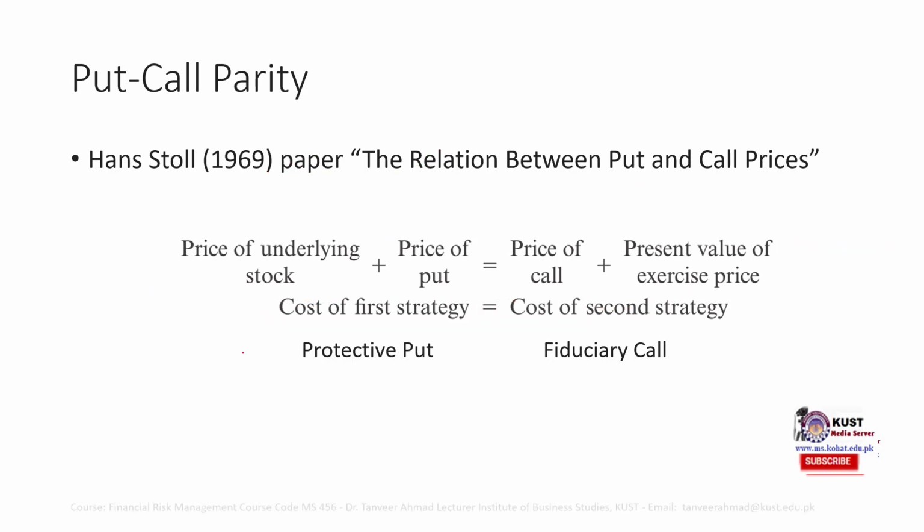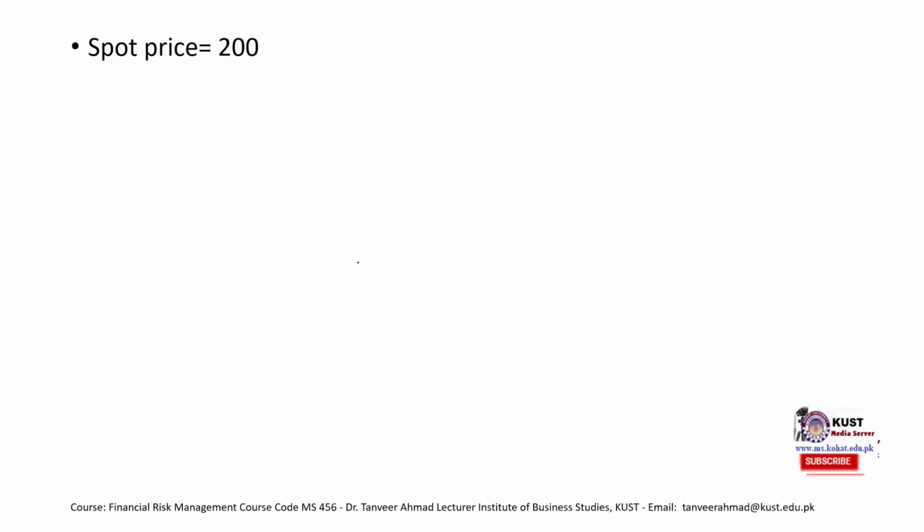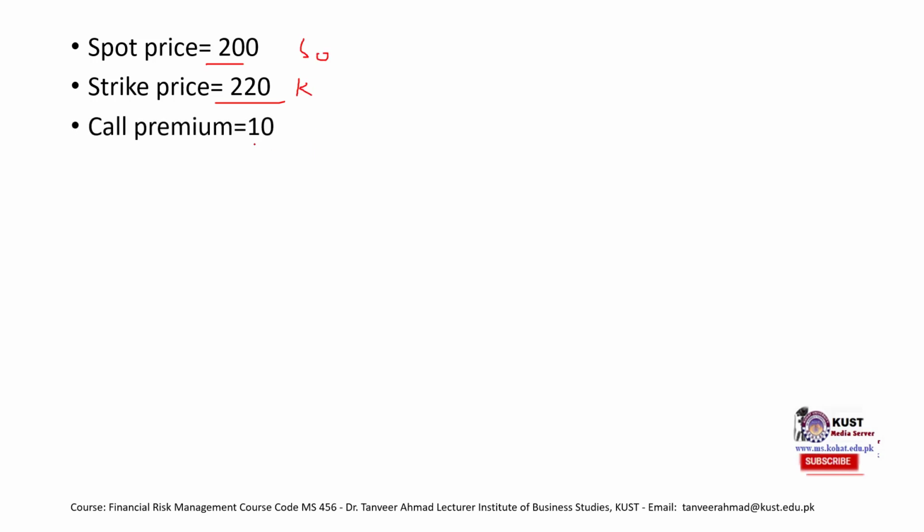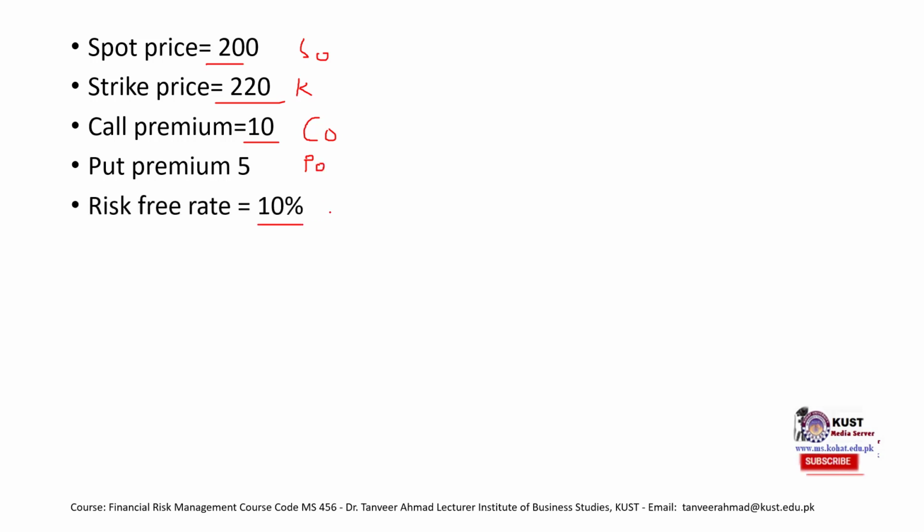Okay, so let's take an example. Let's say the spot price is 200, the strike price is 220. This is our K. This is S naught. The call premium is 10. This is C naught. And the put premium is 5. This is P naught. And the risk-free rate is 10% or 0.10.